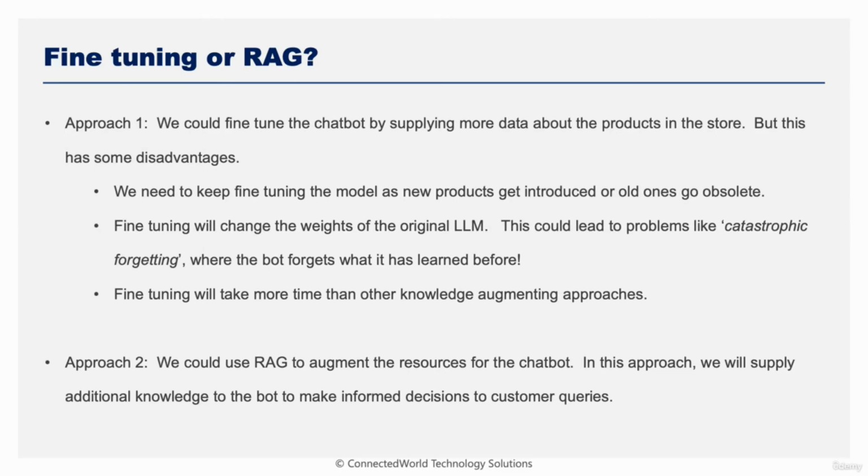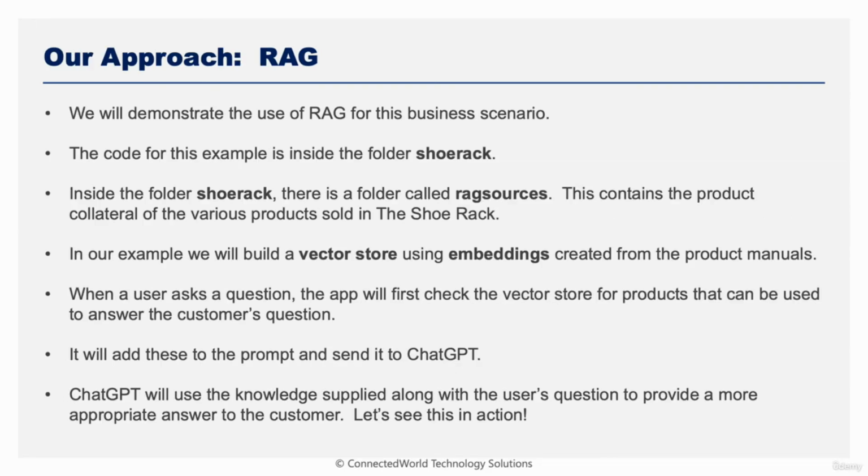The second approach is RAG, or Retrieval Augmented Generation, which we saw earlier. We could use RAG to augment the resources for the chatbot. In this approach, we will supply the additional knowledge to the bot to make informed decisions to customer queries. So here we are going to demonstrate the use of RAG for this business scenario.